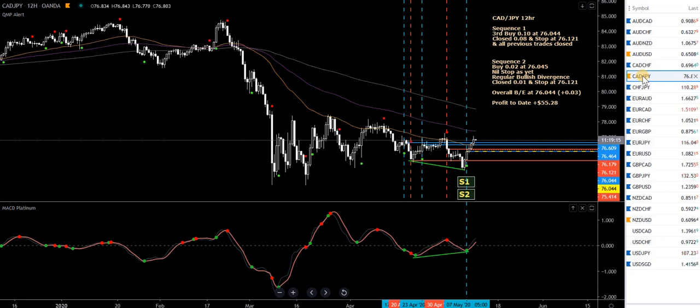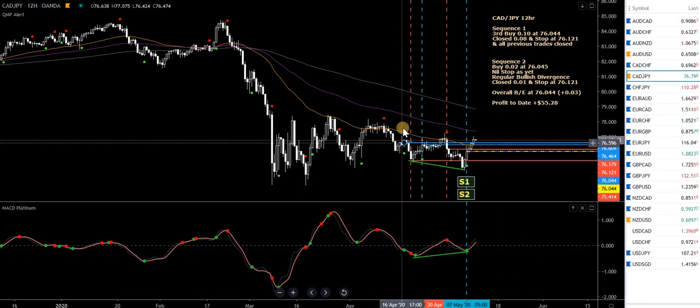CAD Japanese yen, CAD yen. All right, now what happened here, this sequence 1 actually started here. Start of initial buy, followed by a hedge sell, second buy, second hedge sell, and a third buy. So I've closed all these trades here, so they're all gone.